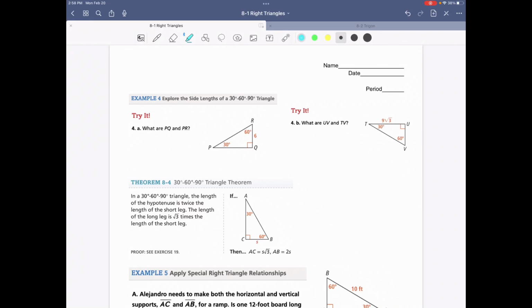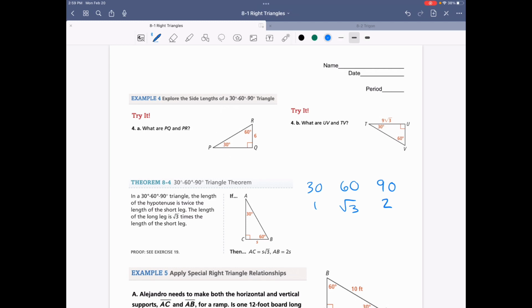Hello, geometry students. Yesterday we reviewed the Pythagorean theorem and we talked about 45, 45, 90 triangles. Today we're going to look at a 30, 60, 90 triangle and what that theorem looks like. Now, I had a mentor who taught me a song, and the song goes like this: 30, 60, 90, 1 root 3 and 2. And so I wrote that on your notes for you.